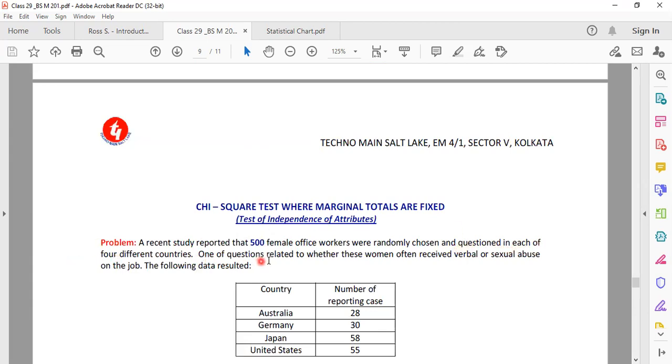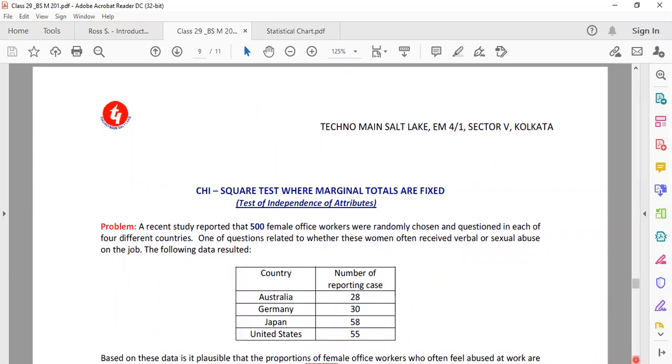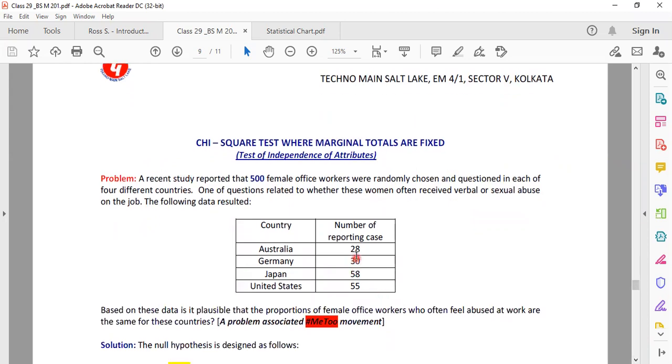One of the questions related to whether these women often received verbal or sexual abuse on the job. The following data resulted. Reported cases in Australia are 28, in Germany 30, in Japan 58, and in United States 55. And the question is, based on this data, is it plausible that the proportions of female office workers who often feel abused at work are the same for these countries or not?